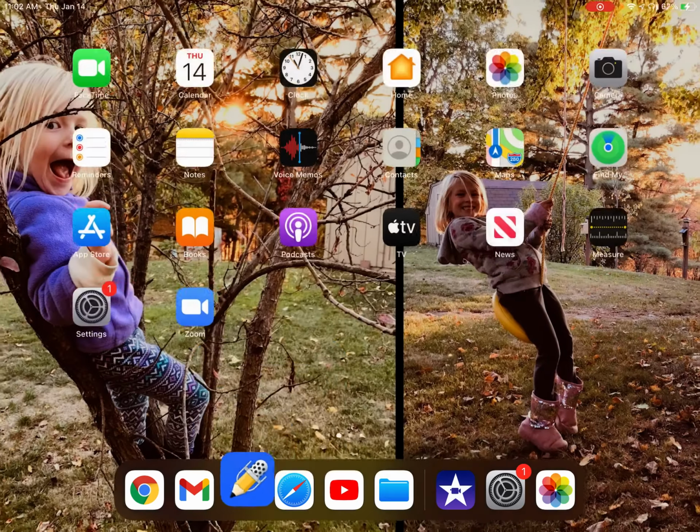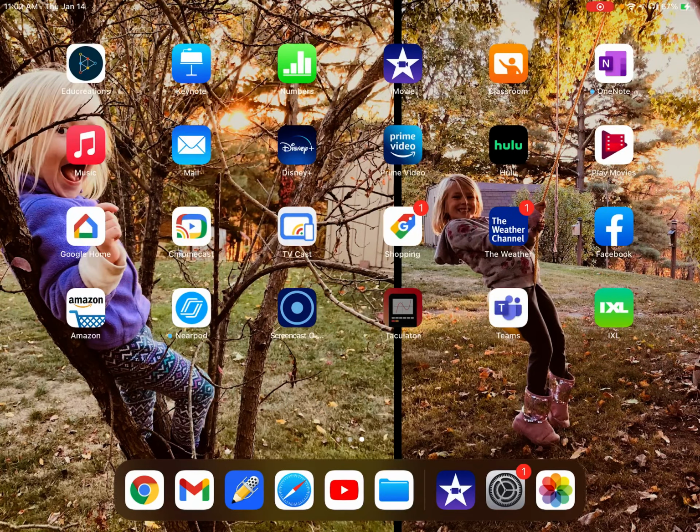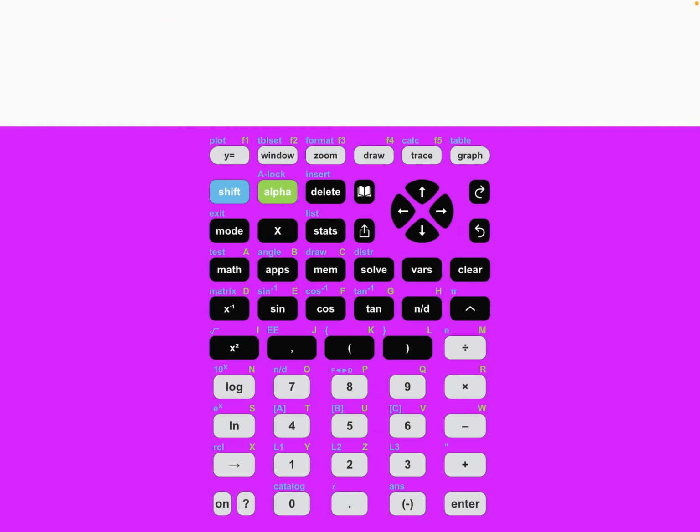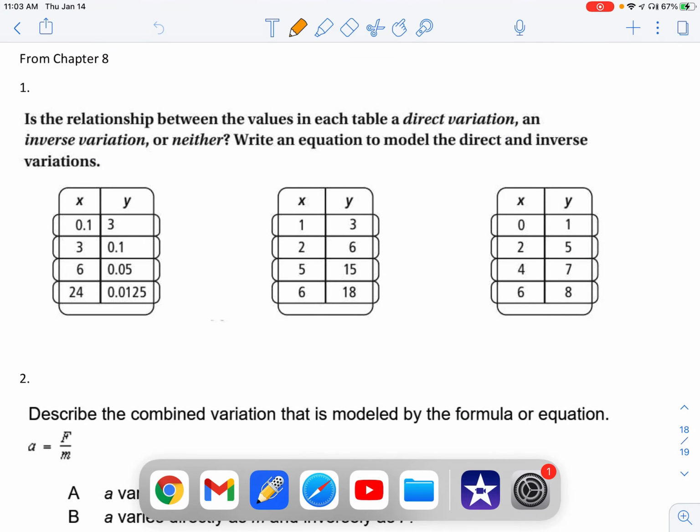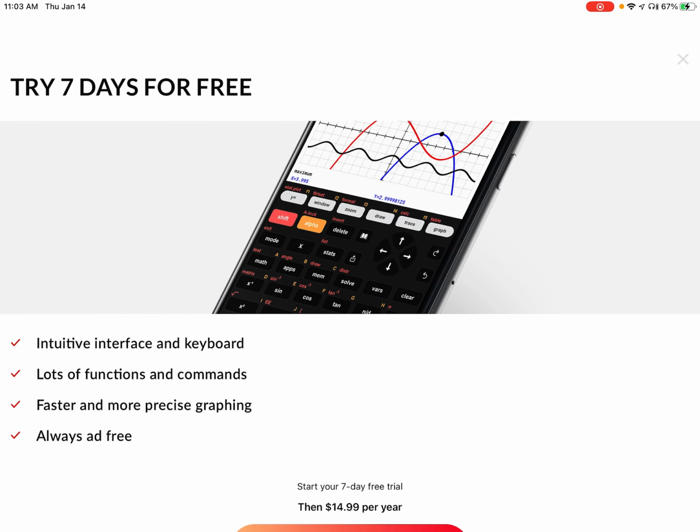So let's grab my calculator and do a quick screen share. Try that again. There we go.